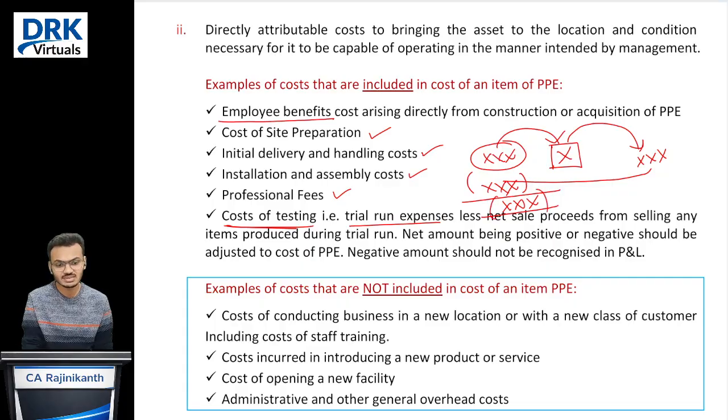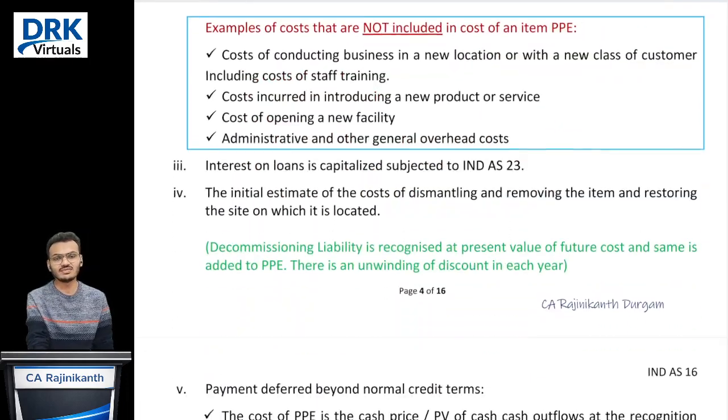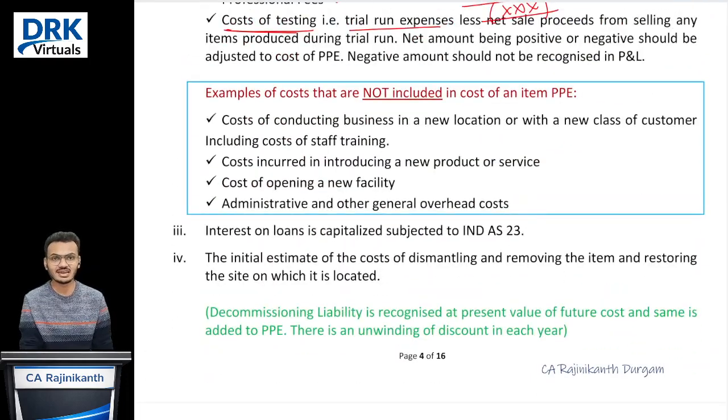Even if this amount is negative, we should adjust it to the cost of PPE only. We should not recognize that amount in the profit and loss account. So that is what the standard is saying. And the standard has given a few examples that are not directly attributable costs.